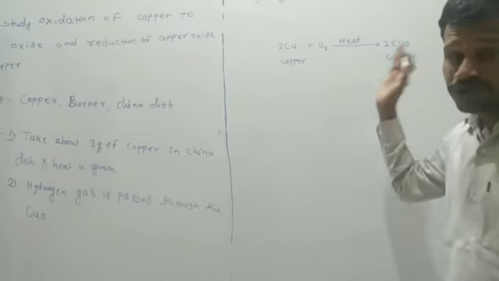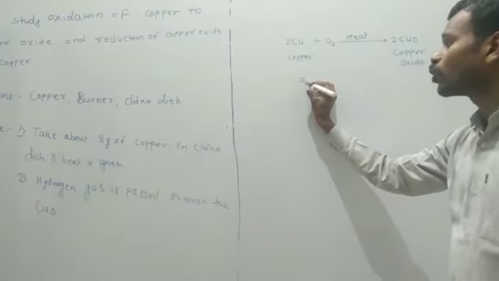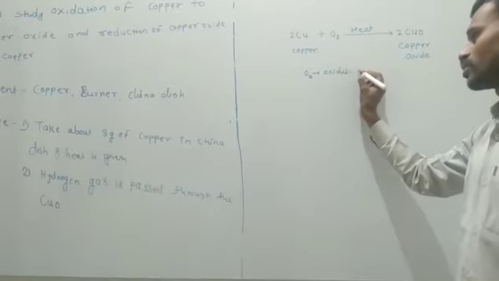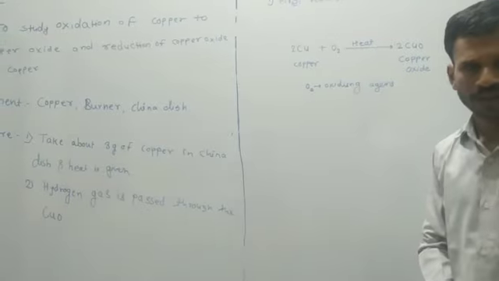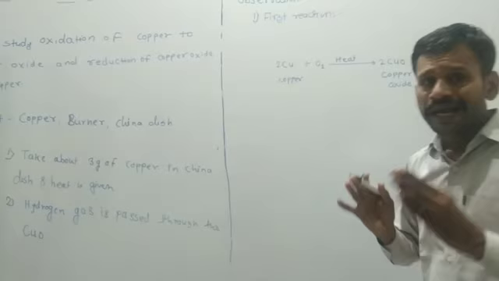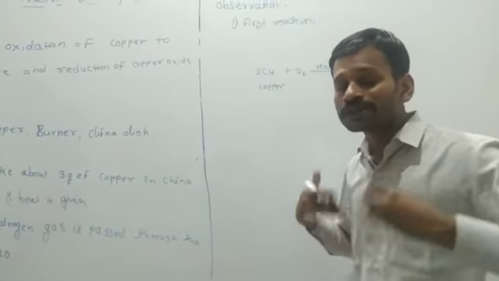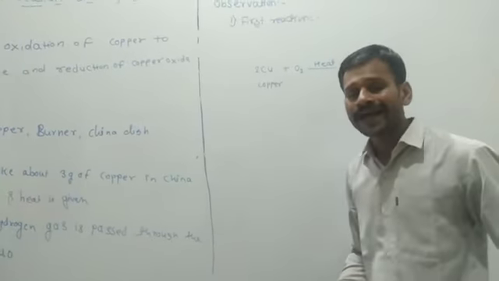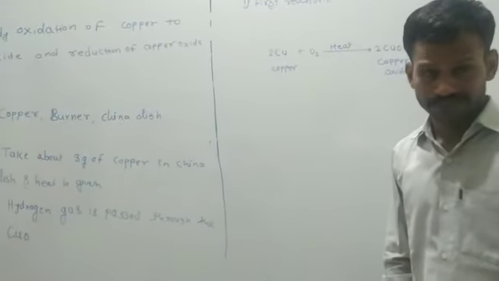In this reaction, an oxidation reaction takes place, and here O2 is the oxidizing agent. Why is O2 the oxidizing agent? Because it simply helps this reaction for the oxidation to take place. That's why O2 is the oxidizing agent in this reaction.